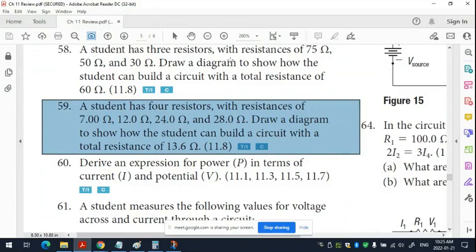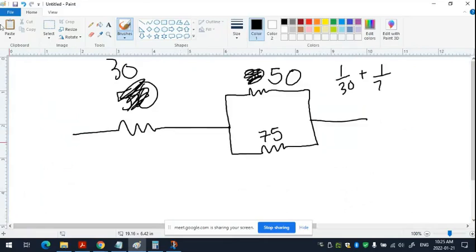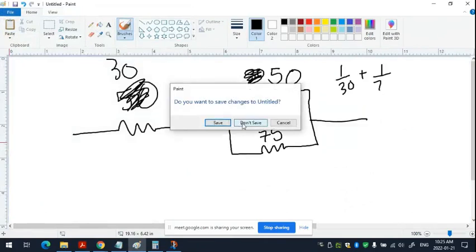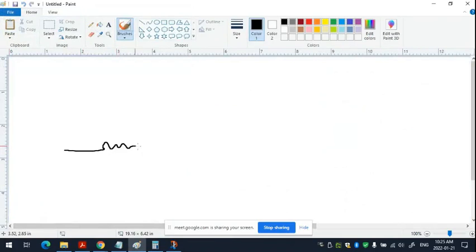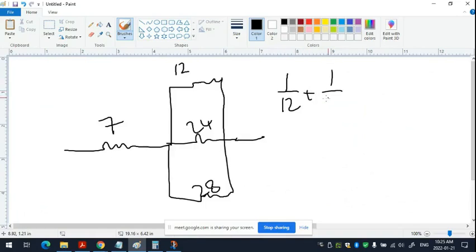Okay. All right. What's my stack? My stack has got to be 12, 24, and 28. So let's do that. Let me make a quick sketch. 7, 12, 24, 28. I need someone to do 1 over 12 plus 1 over 24 plus 1 over 28.